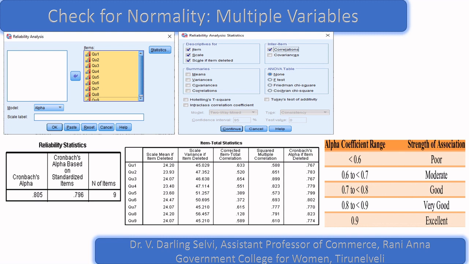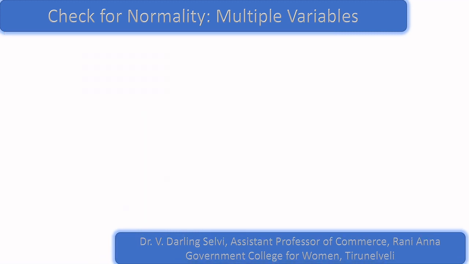So in the given example, it is 0.805. So it comes under this category, very good. So we can very well proceed with this.